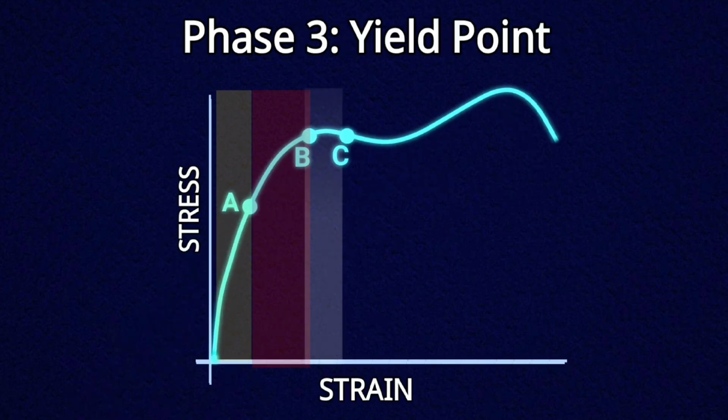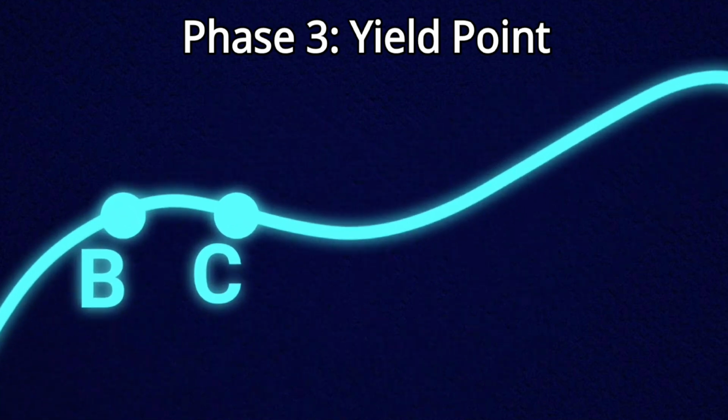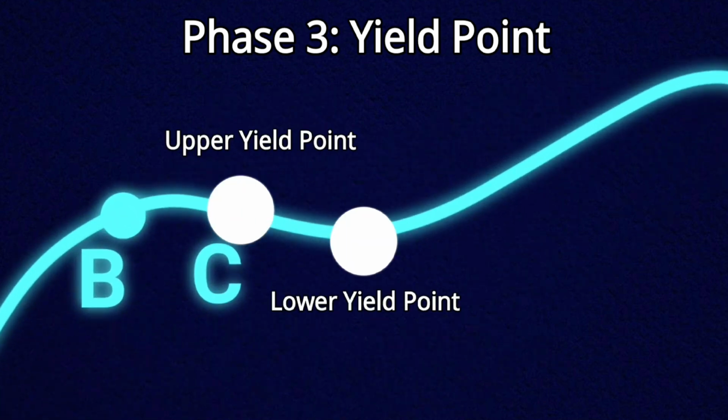Phase 3. Yield point. Next comes the yield point. This is where the material starts to deform permanently, even if the load is removed. The stress at this point is called yield strength. In the diagram, this region may show a small dip before rising again, which is called the upper yield point and lower yield point.